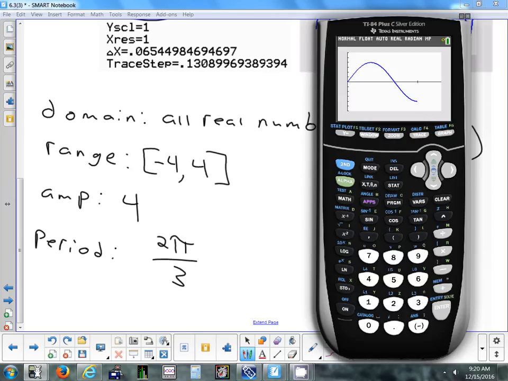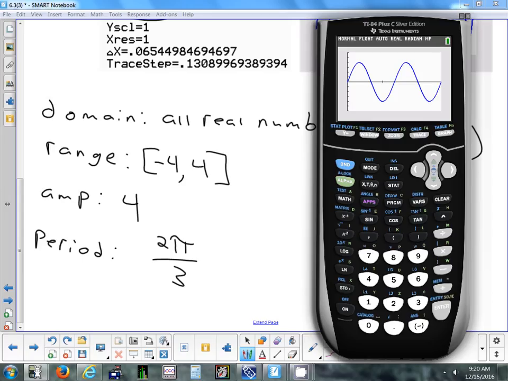Now, what if I wanted to see two cycles on the screen? What could I change my x max to? Yeah, I could just take the previous period and double it. If you want to see double, make the window twice as long. So if you make it 4 pi over 3, we haven't stretched or compressed the graph at all. All I've done is zoom the screen out so you're seeing more of it. Now you're seeing two full cycles.